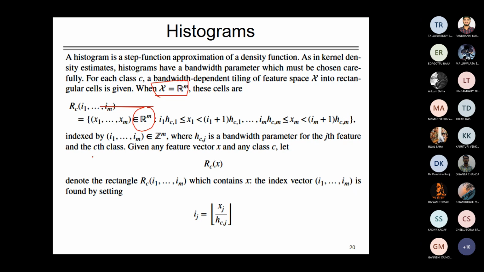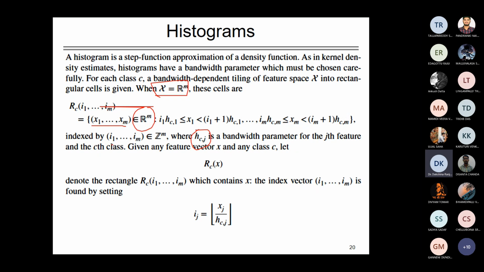Now what is this? Here h_Cj is the bandwidth parameter. Okay, h_Cj is the bandwidth parameter. Here we are considering rectangular cells for a histogram for a particular class, where we can get the bandwidth parameter to be multiplied with this. We can say it is the step function approximation.